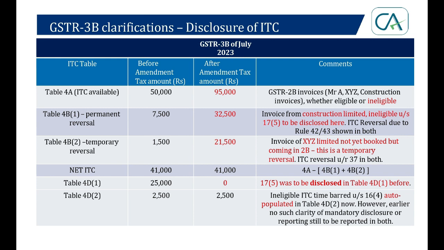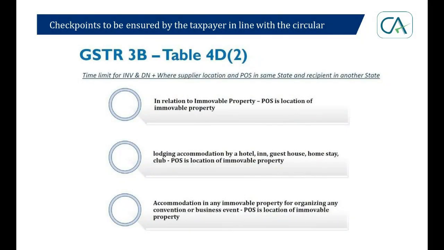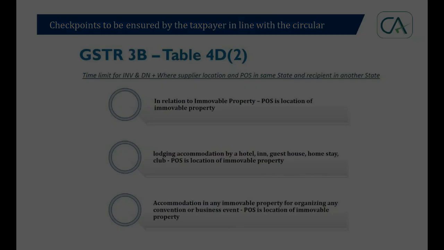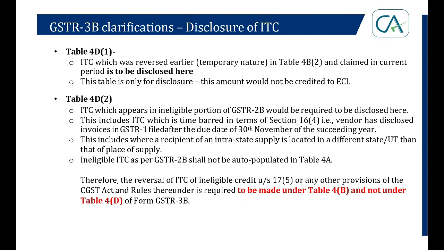Right? So 4D2, sir, as I said, is that puzzling one where, in the GSTR-2B statement, they themselves are so sure that it is ineligible. So it auto-populates here. You don't need to do anything. It auto-populates where you are taking hotel services in a different state, where the POS and the registration of the supplier is in a different state, and your registration is in this state, or where your supplier is very lazy. He is going to file his GSTR-1 or upload his invoices much after 30th of November for the succeeding year, right?